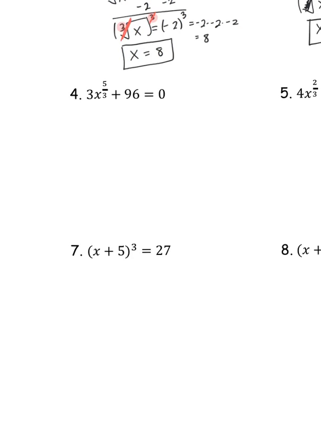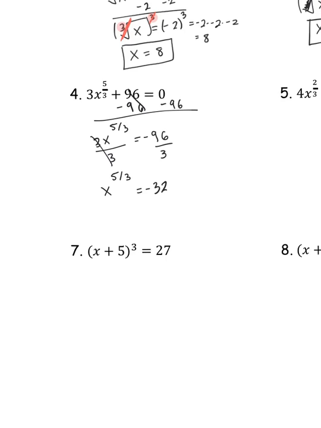Let's take a look at number 4. This is a little bit more involved. I'm going to go ahead and move the 96 first. And then I want to get the x by itself, so I'm going to divide both sides by 3. Okay, so notice that when I divided by 3, I did not touch the 3 in the exponent at all. I just messed with the coefficient that was in front. So do not do anything with the exponents that are on there. You just want to do the coefficient.